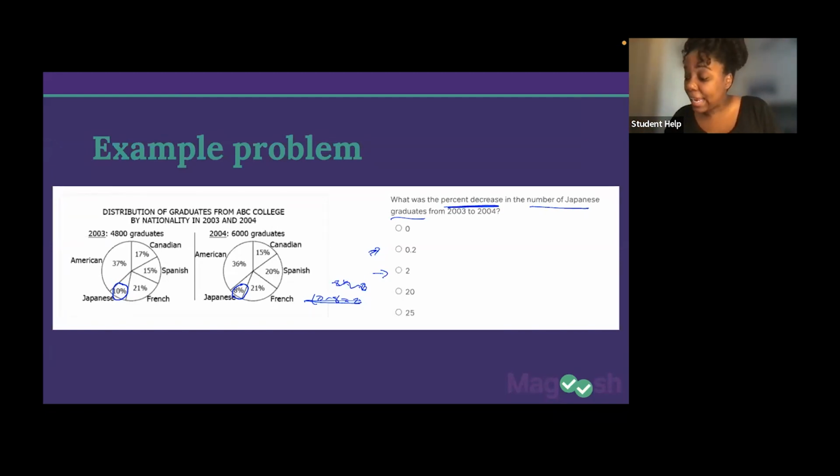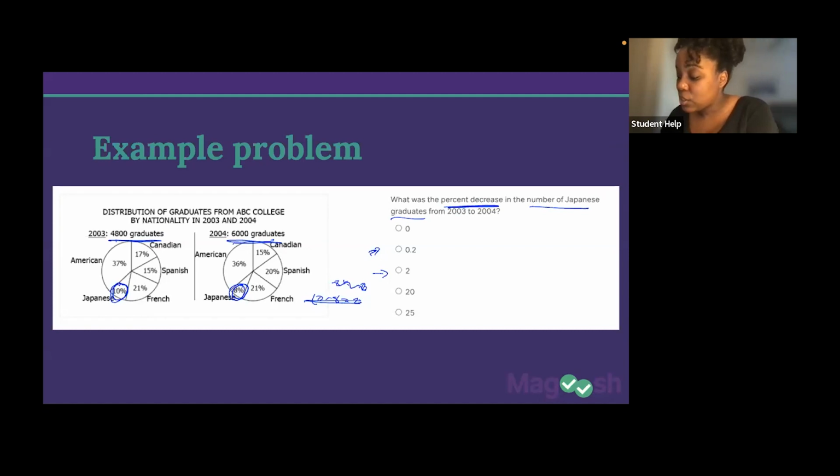So we can't just subtract the percentages. We can't do that for multiple reasons. But one of them being, remember, same as the last question, there's a difference in the number of students. So because there's a difference in the number of students, we can't just subtract the percentages. That's one reason, okay? So we have to do some math.